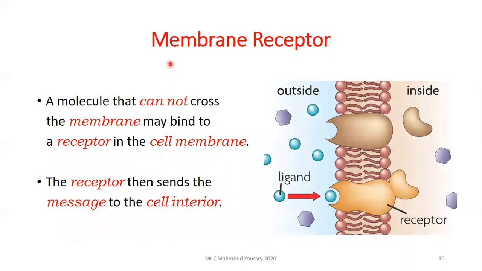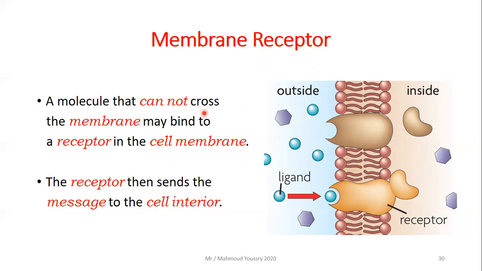The second receptor is the membrane receptor. So this receptor is embedded within the membrane. Do you remember the ligand? It was outside the cell. The other receptor, the intracellular receptor, is inside the cell. But this one is embedded within the cell membrane.